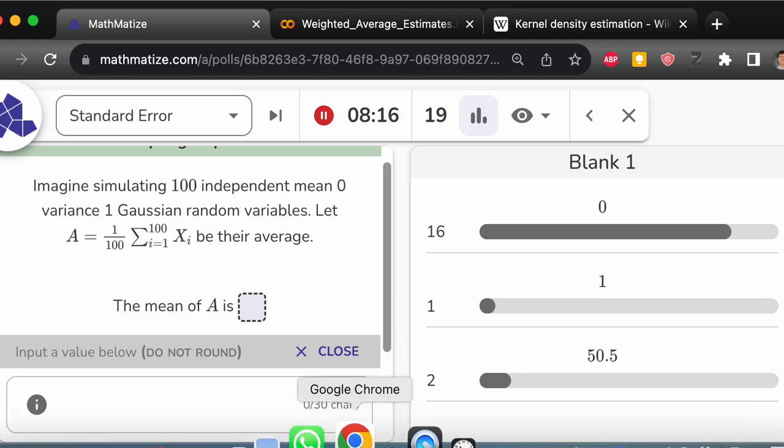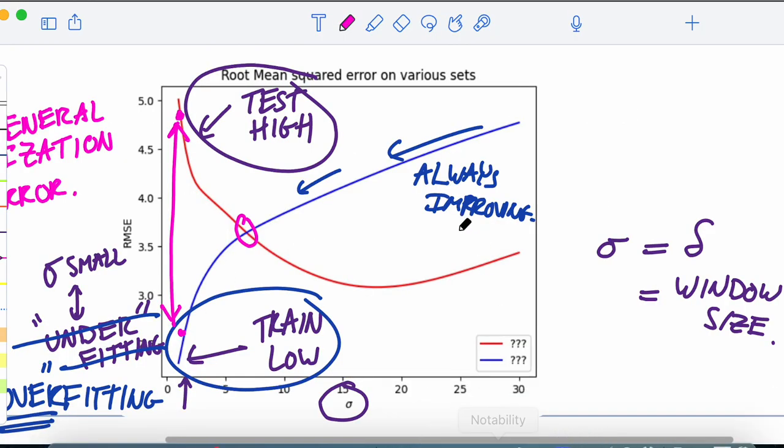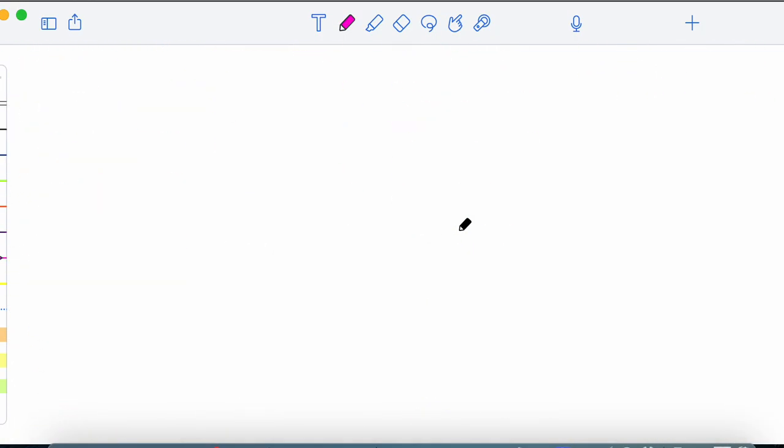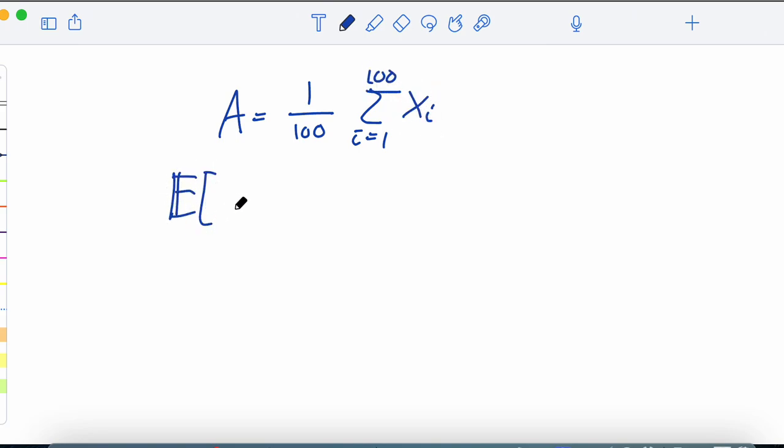Why is 0 the correct answer? Let's take a quick calculation here. So now we're on to this problem about Gaussians. And so we're doing A, which is, start again, A is 1 over 100 times the sum from i equals 1 to 100 of xi. If you want to do the average, the expected value, you can take the expected value of both sides.